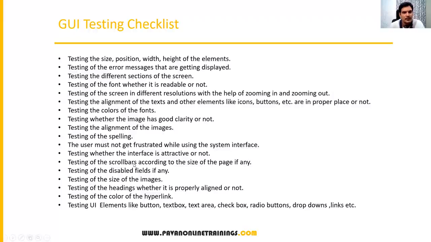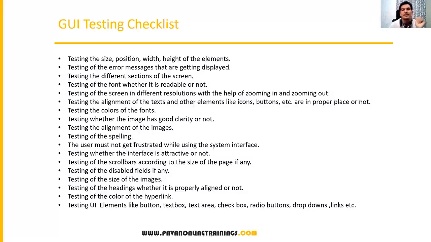Testing of the scroll bars according to the size of the page. Sometimes if your page is very small and has small content, the scroll bars will not appear. As soon as you increase the content on the web page, the scroll bars will come, like a horizontal scroll bar or vertical scroll bar. Once you scroll the page down or up, you can see all the content on the web page. So here we are going to test whether the scrolls are working properly according to the size of the page. That is one of the important things.